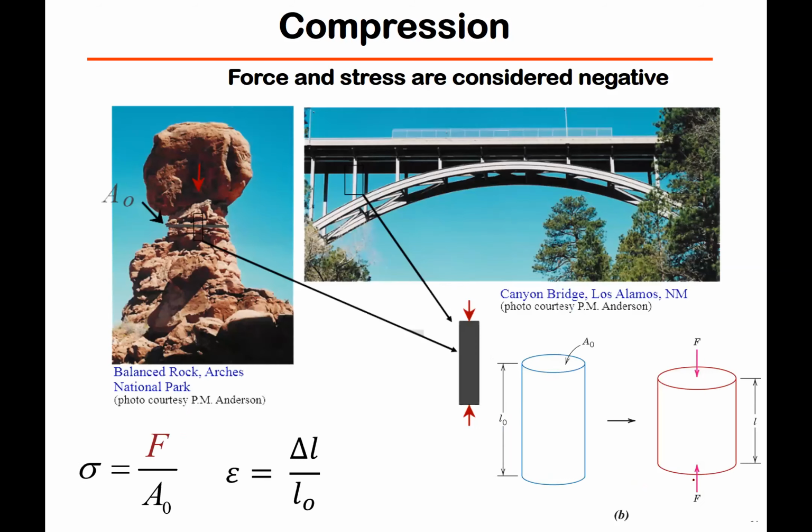So in compression, it's a similar case, except the direction of the load is opposite that of the tension case. And so we went over the cross-section area, let's say the force of this big rock or boulder sitting on that little cross-sectional area. Okay, so here, if the length is getting smaller, then the cross-sectional area is increasing, right?